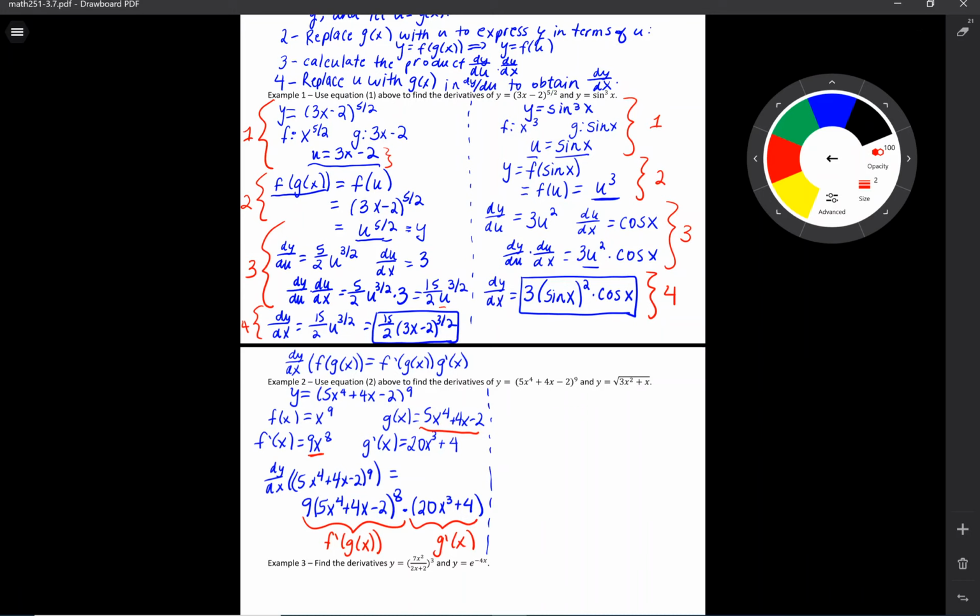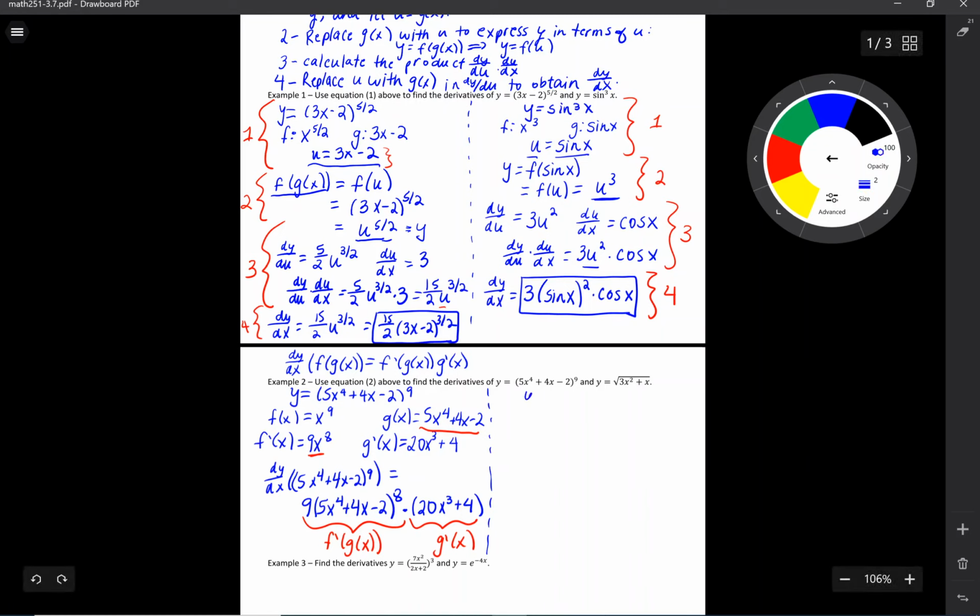So there are a lot fewer variables in this method, which is why I think a lot of us prefer it. If you were to try this example with the method that we used in the first example, you'd get the same answer. It would just be a little bit different, the process. All right, let's do the next example.